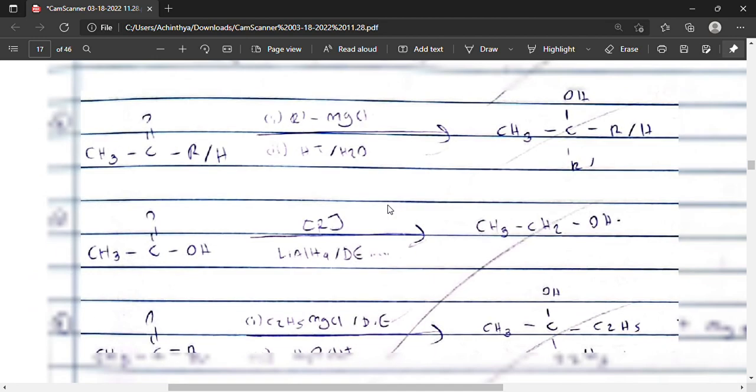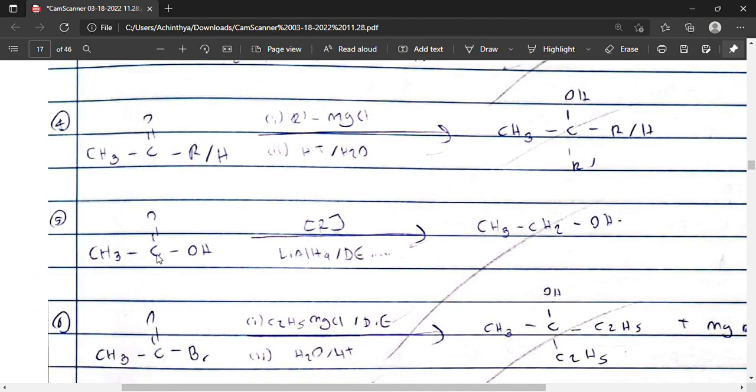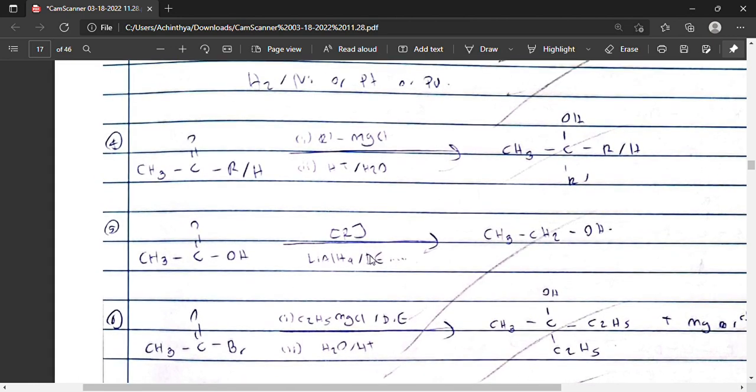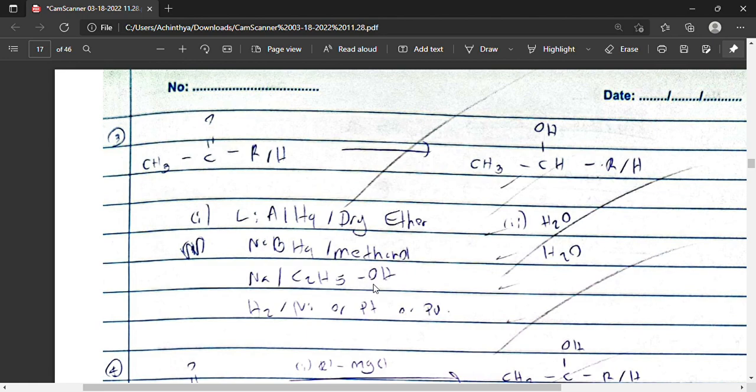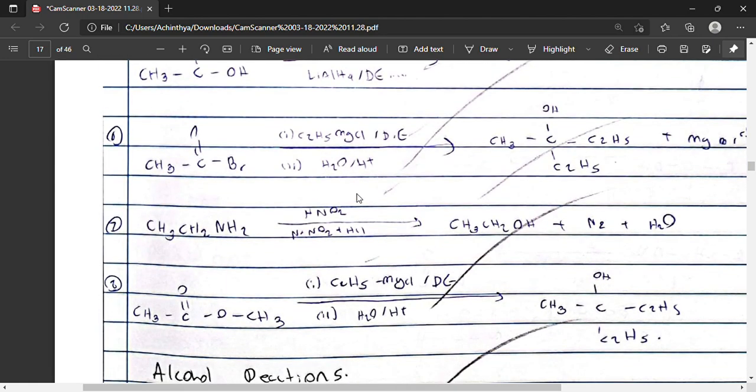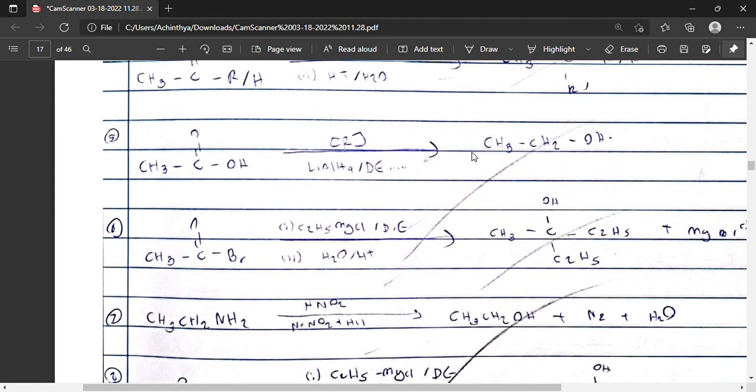We can also reduce carboxylic acids into alcohols as well, using the same reducing reagents that we have discussed over here. Yeah, carboxylic acid into alcohol.